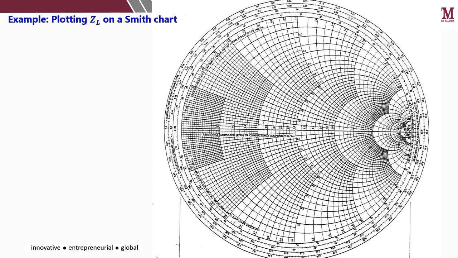Let's look at an example of how to plot the ZL on a Smith chart. So, example A.